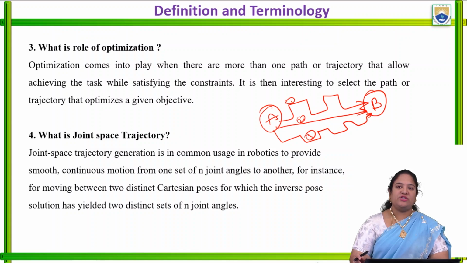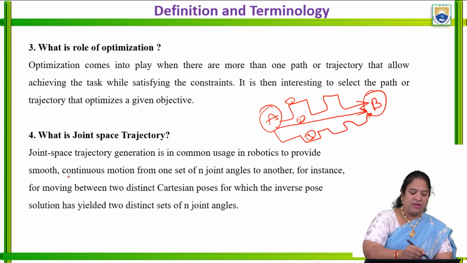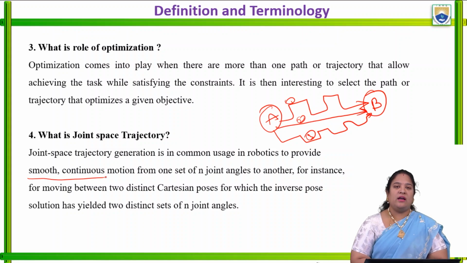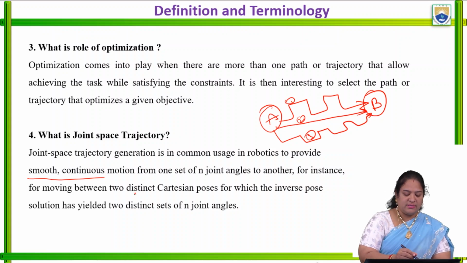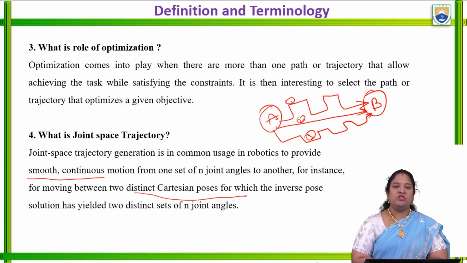What is a joint space trajectory? The next concept is the joint space trajectory. Generally, this type of trajectory is in common usage in robots to provide smooth, continuous motion from one set of joint angles to another. In order to have a smooth and continuous motion of the robot joints, for moving between two distinct Cartesian poses, we use the joint space trajectory.